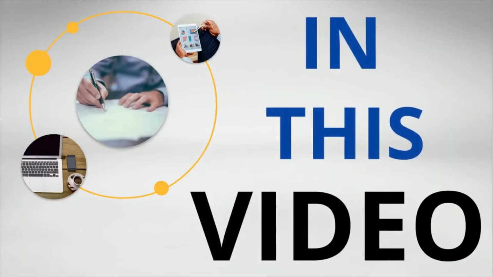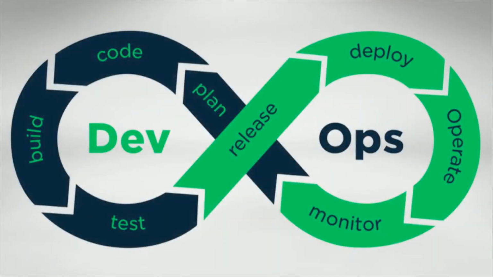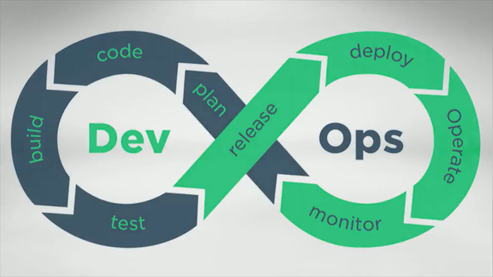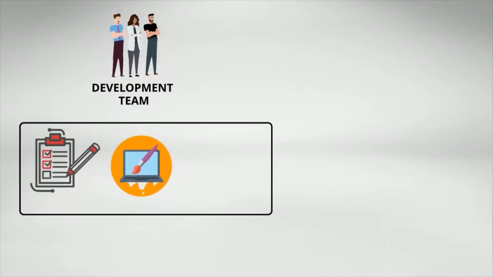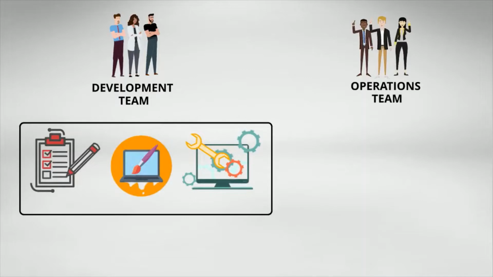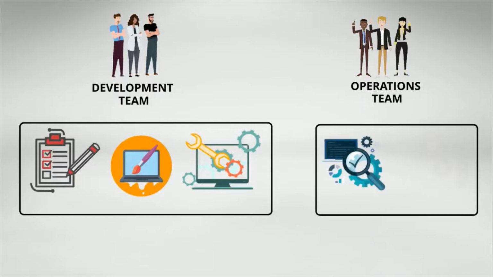In this video we are going to talk about DevOps. Software development has always been divided into two departments. The development team that creates the plan, designs the system, and develops it from the initial idea. The operation team oversees testing and implementing whatever is created.